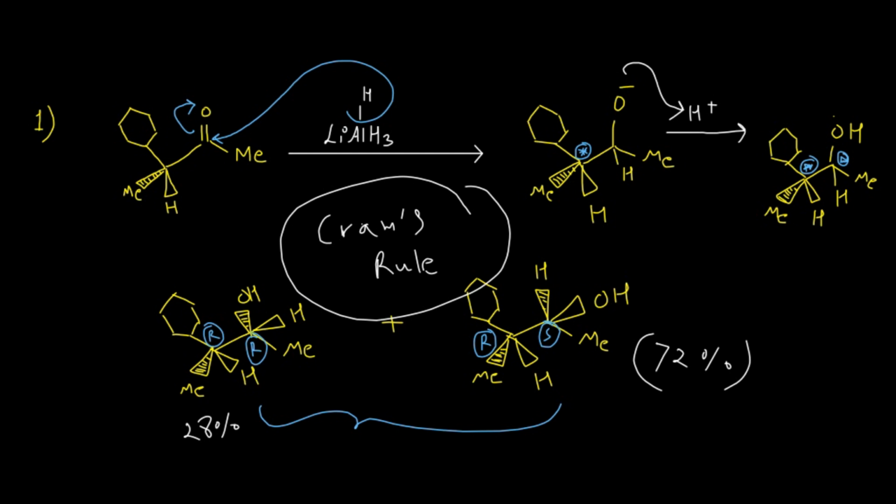You can learn the Cram's rules and the Felkin-Anh model to understand the percentage of this compound. It is very important to learn the Cram's model and Felkin-Anh model to know the percentage of the major and the minor isomers. This is something very important. So stereochemistry is also playing a very important part here. Now moving to the next one.